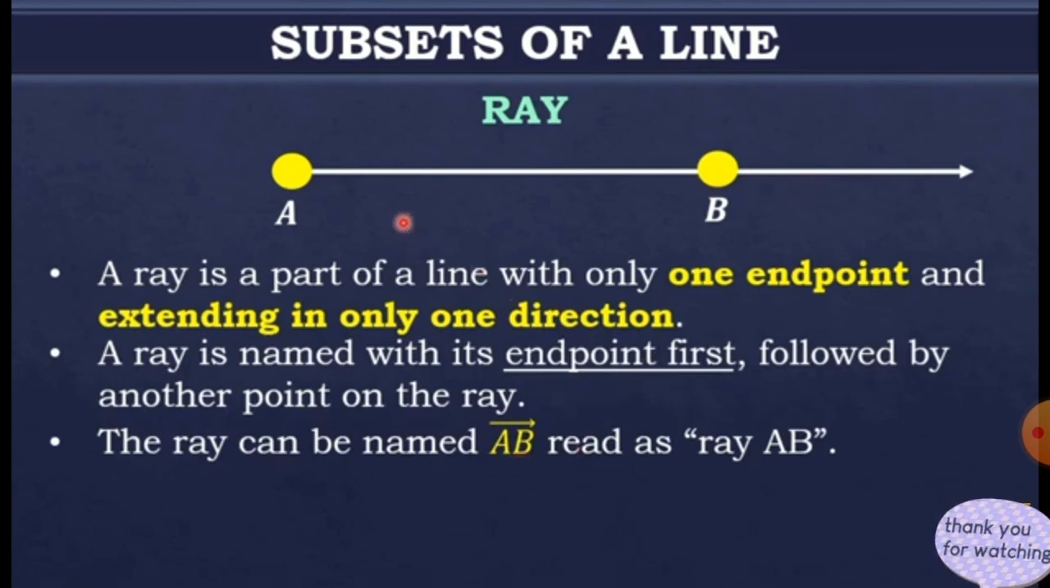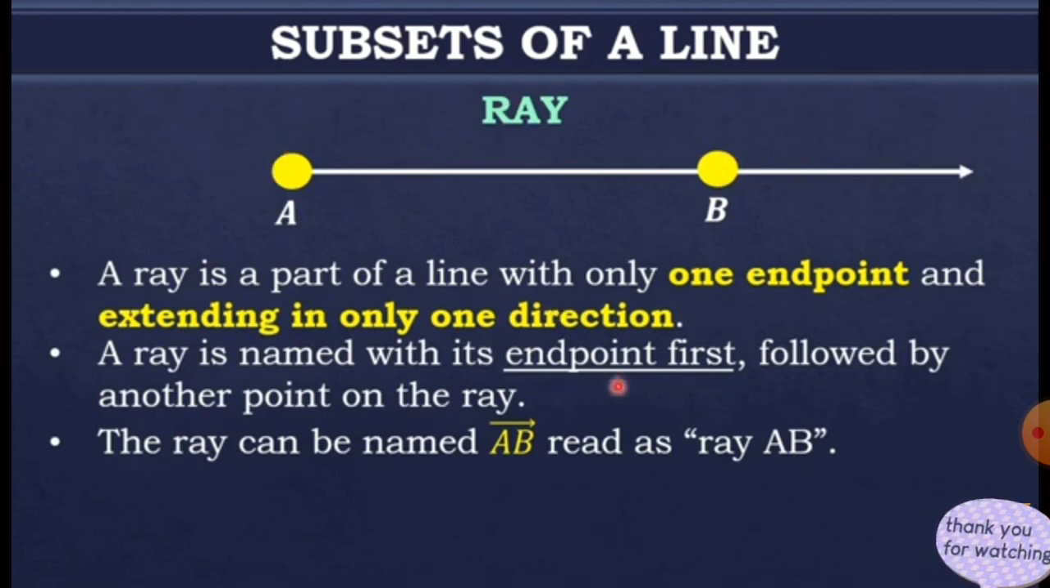Pwede ba nating tawagin ito na ray BA? No. Bakit? Kasi yung B mo, hindi siya yung endpoint. Ito yung nasa side ng may arrow mo eh. So, ibig sabihin, ito yung infinite direction. So, hindi siya pwedeng BA at hinuli mo yung endpoint.